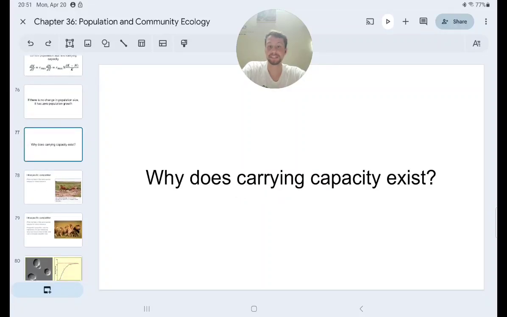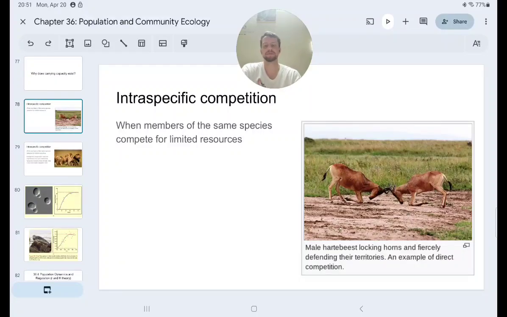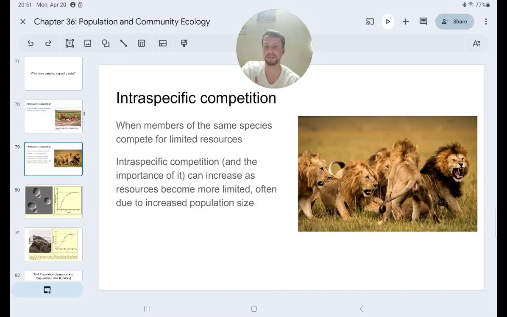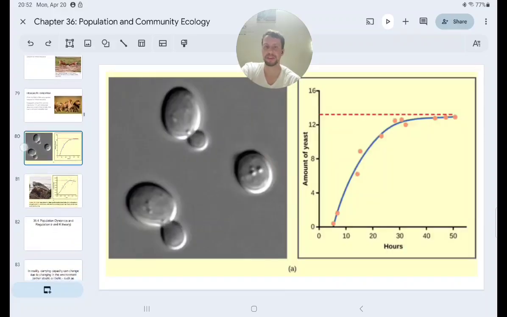Why does carrying capacity exist? Because of intraspecific competition, when members of the same species compete for limited resources. For example, members of some species defend their territory because there are limited resources available. And so the resources become more limited the more members there are. If there are too many individuals, there's not enough food, or there's not enough water, there's not enough shade or habitat or whatever. A classic example is yeast.